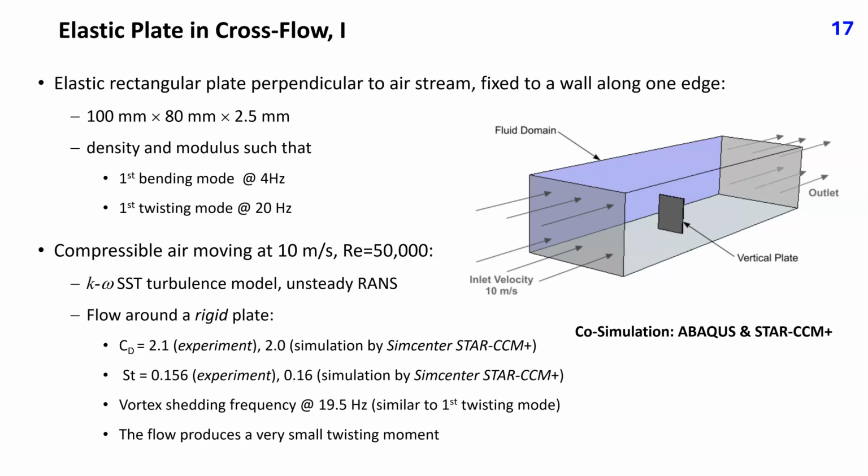Drag coefficient CD equals 2.1 in experiment, 2.0 in the simulation by SimSolid CM+. Strouhal number St equals 0.156 in experiment, 0.16 in the simulation by SimSolid CM+. The vortex shedding frequency was 19.5 Hz, which is similar to the first twisting mode for the plate. The flow produces a very small twisting moment on the plate.